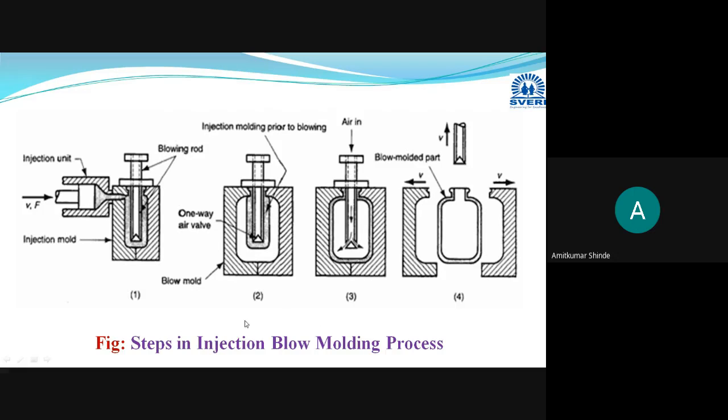Here there are two types of molds in the total process. First, in the making of that parison or preform, we have to perform injection molding, okay. Injection molding process with the help of an injection unit and injection mold. Then after that, the blow molding will be performed with the help of this blow mold, okay. So this is the injection blow molding process, okay.